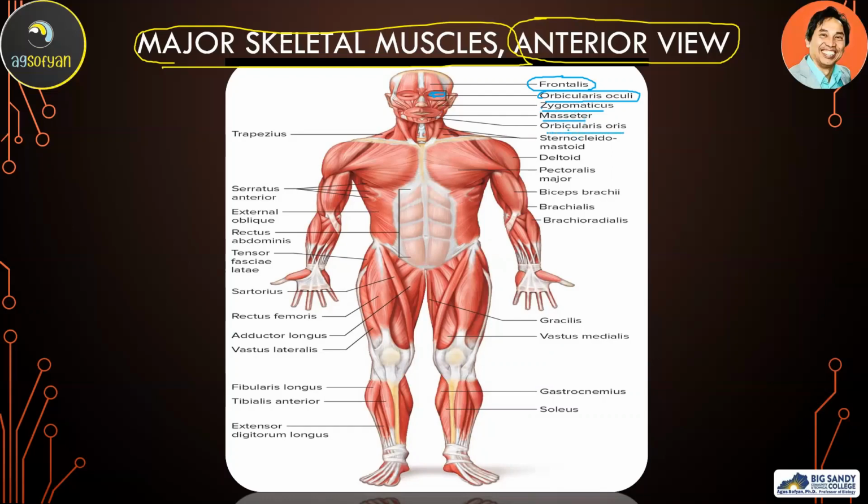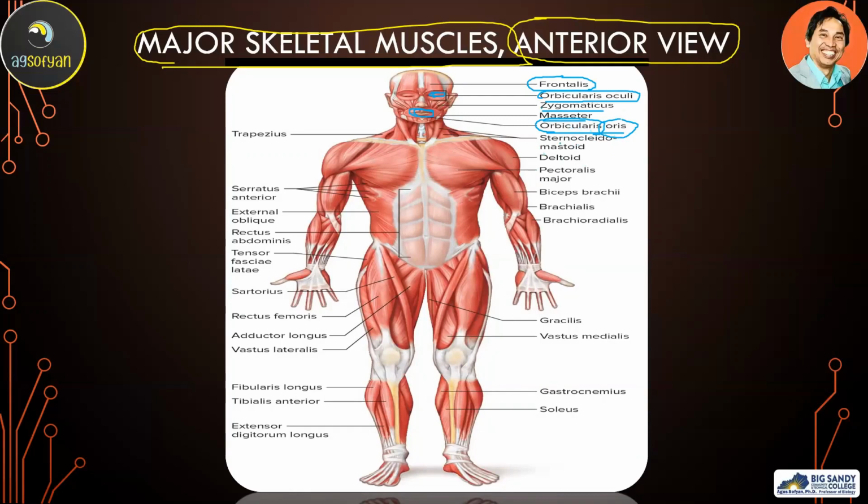Orbicularis oris, again, orbicularis means circle, oris means mouth. So this is the muscle that circles our mouth. Okay? When we kiss, for example, we're going to use this orbicularis oris muscle.